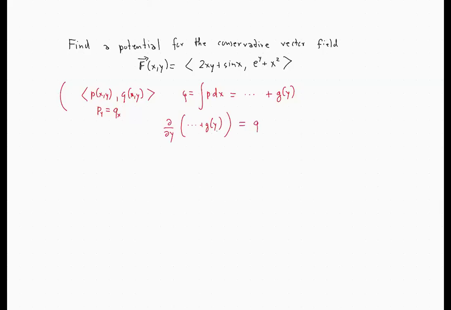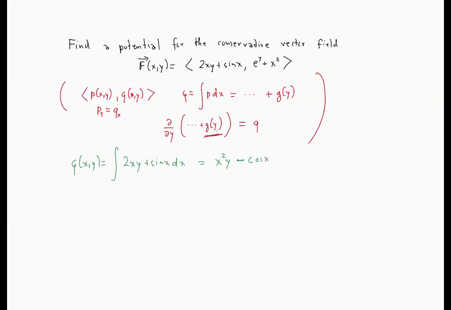Let's see how this is done on our example. So we will take phi of x, y to be the integral of 2xy plus sine x dx, and we will simply find here x squared y minus cosine x. That's the antiderivative of sine, and instead of putting plus c, we will put plus g of y.